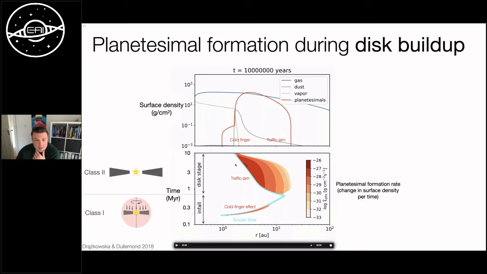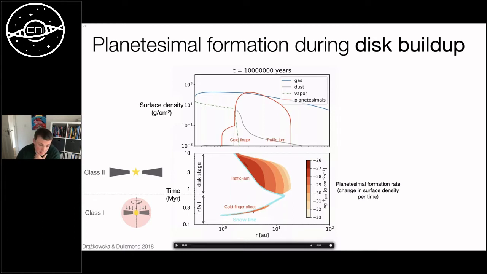The reason here is that during the class 1 stage, the disk is viscously heated, partly because of the gravitational potential energy and partly because of the viscous heating itself in the disk. And then in the class 2 stage, the temperature structure of the disk changes and it can cool because the main heating mechanism at this stage is irradiation alone.